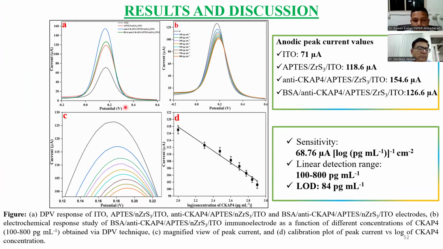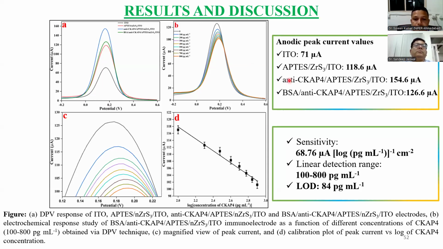So this type of result indicates we have successfully fabricated the biosensing electrode. After this, we used some electrochemical characterization techniques: cyclic voltammetry, chronoamperometry, and impedance spectroscopy with DPV. When we compared the different techniques, DPV showed somewhat better results than the others.